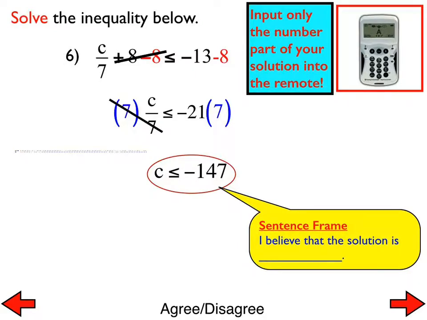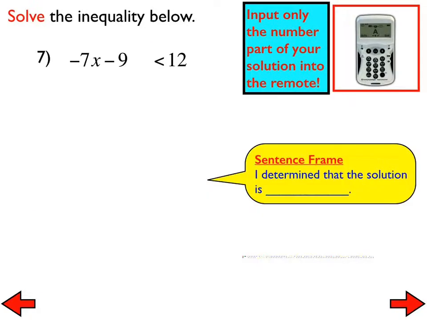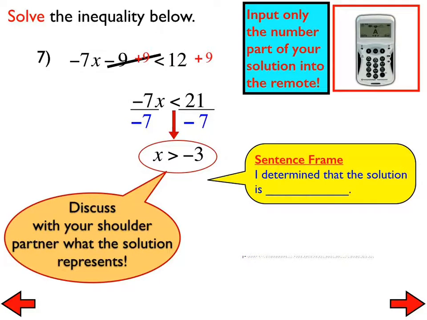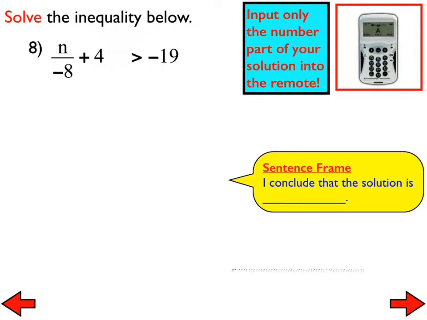All right, I don't think we need to try number 7, because number 7 is much like the other ones that we did a little better on. Let me just ask this question, though, about number 7. Would we have to flip the inequality symbol? Yes. Yes, because we would have to divide both sides by negative 7 in that last step. Okay? But I do want you to do number 8.